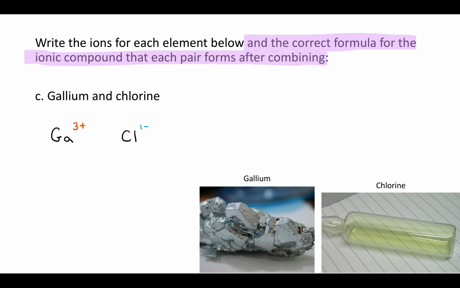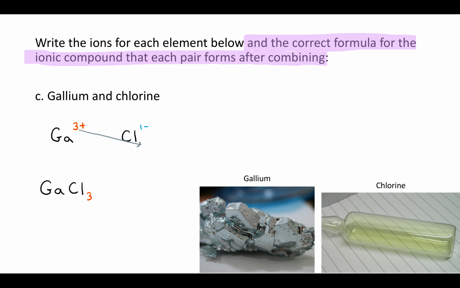Second part of the question asks for the ionic compound that this pair forms when they combine. And to get that, we're going to crisscross the charges. So the number at the top right of one of the elements is going to become the number at the bottom right of the other. In this case, the 1 at the top right of chlorine is going to become a 1 at the bottom right of gallium. Because it's a 1, we don't have to write it in, because just by writing the symbol Ga, we know that there's going to be 1 gallium. Then the 3 at the top right of gallium becomes a 3 at the bottom right of chlorine.